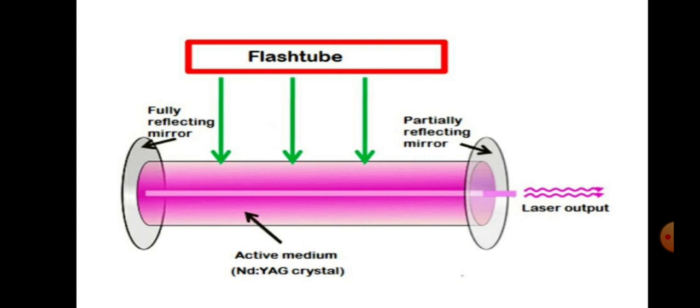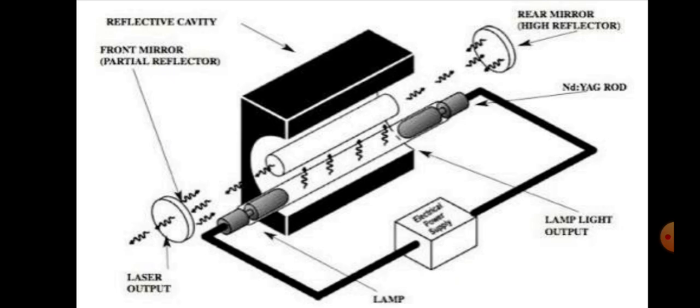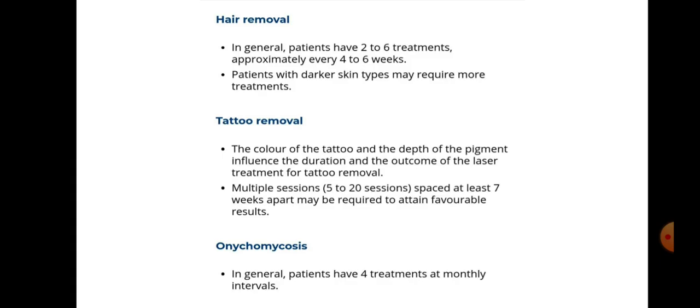The main component is the flash tube. It is the output of the laser medium. Nd:YAG laser is a 4-level system, which means that 4 energy levels are involved in laser action. This laser operates in both pulsed and continuous mode.